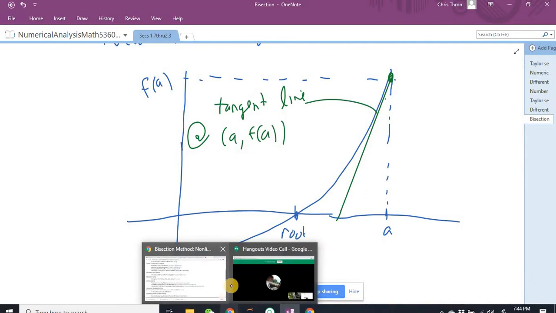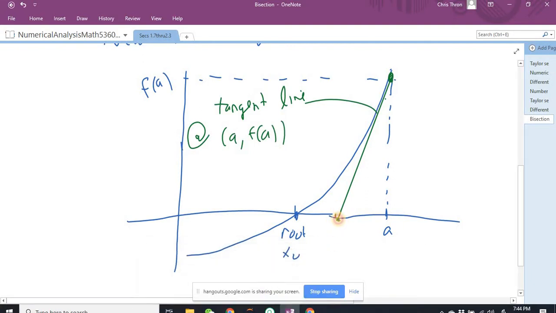Now, this point here is pretty close to the root. The only reason why it's not at the root is because the function curved. If this function were straighter, it'd be a much better approximation. But because it's curving, it's off a little bit. So this point is a better approximation.